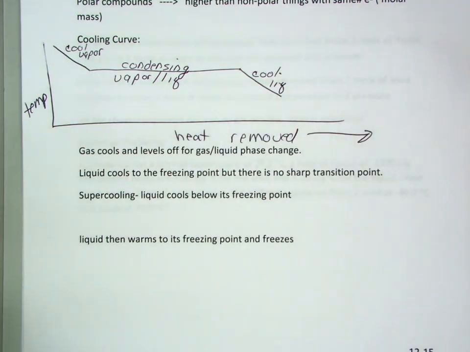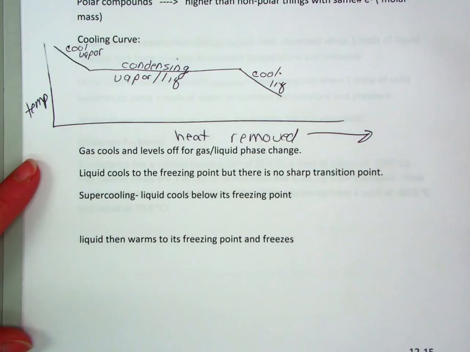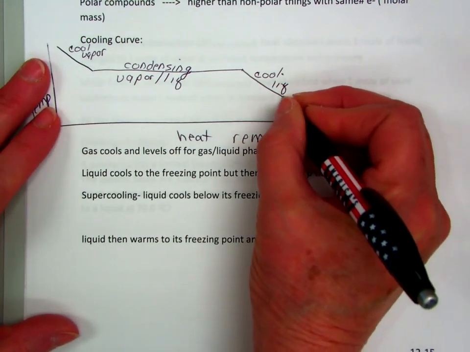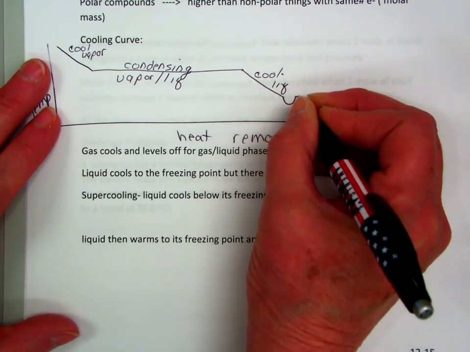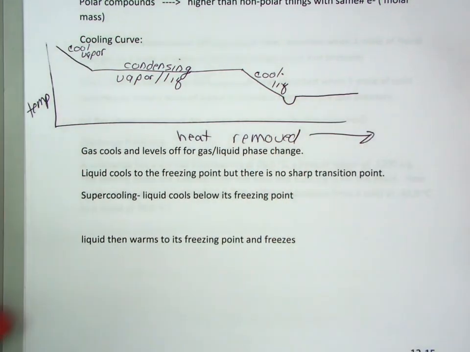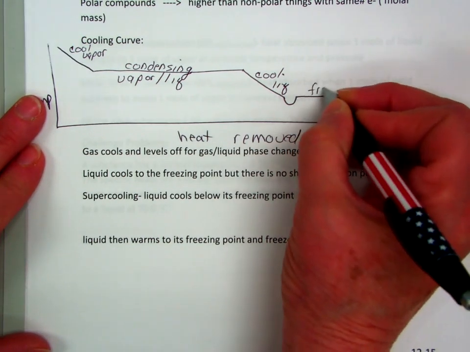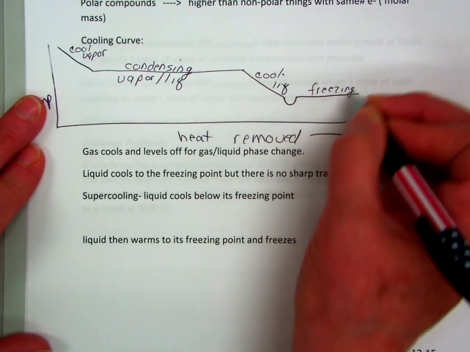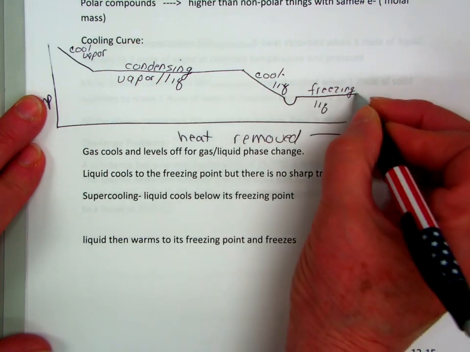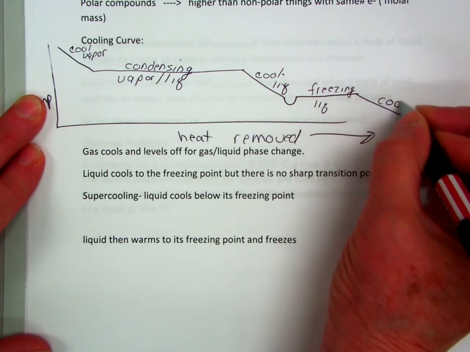Now, what would you expect would happen next? Flatten out again, right? You'd expect that it would just flatten out here, but it doesn't. What happens here, it makes a little dip, and then it flattens out. So here, we are freezing the liquid, and then all of a sudden, we are cooling the solid.